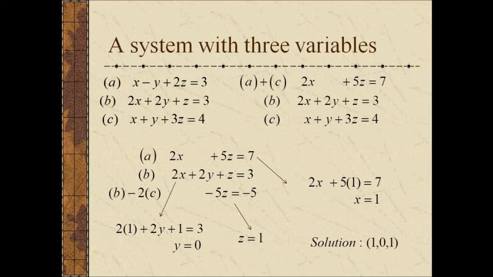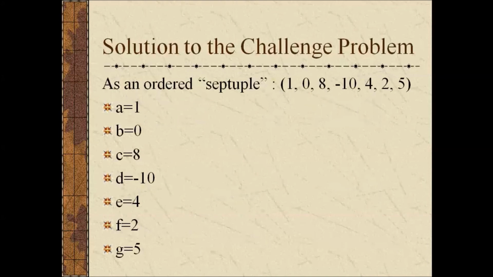And in case you worked out that challenge problem earlier, here is the solution to that system. That system had 7 variables and 7 equations. So its solution is written as an ordered septuple, meaning 7 parts.